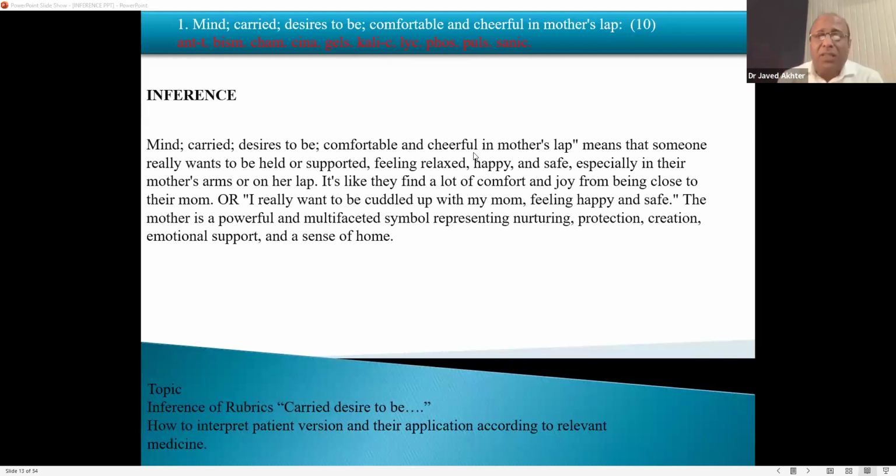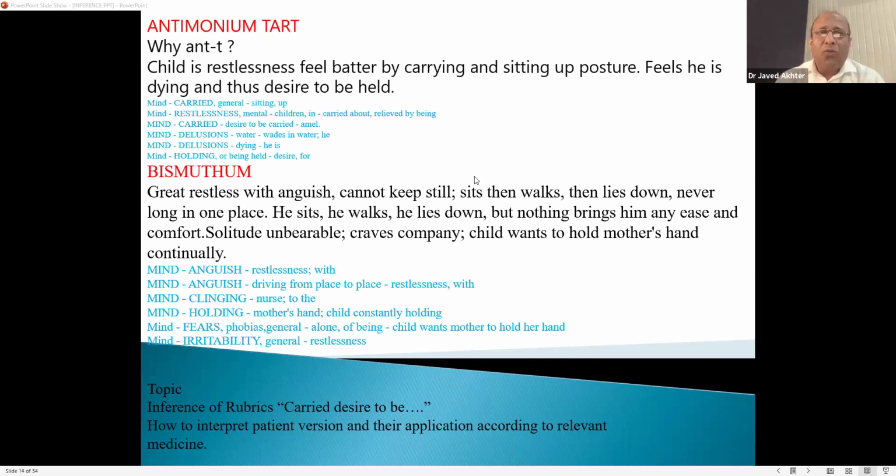What is a mother? Mother is a powerful multi-faceted symbol representing nurturing, protection, creation, emotional support, and a sense of home. This is the meaning of this rubric. If the patient says this, there are 10 medicines coming up over there. What is the difference between these? Why do these patients want to be lifted up and go to a safe place?